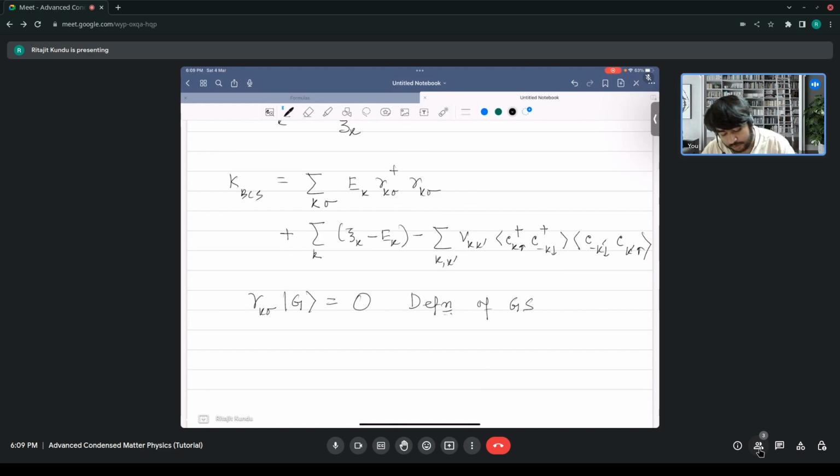So now if I'll be able to find a ground state like this, which is annihilated by this gamma, then you see that this term will actually go away, and we will be left with only the second part. So this term has nothing to do with the ground state energy. This term actually gives rise to some excitations above the ground state. So we'll see what that is.